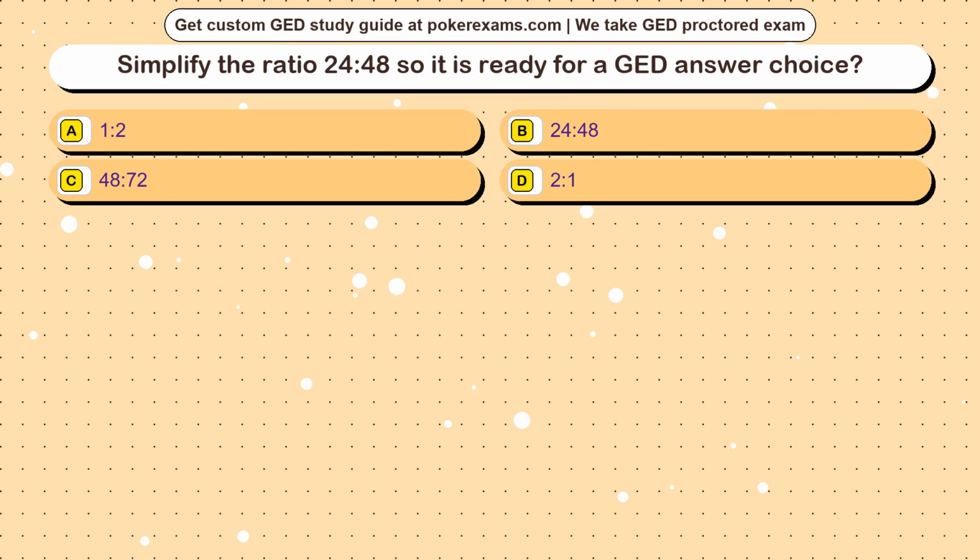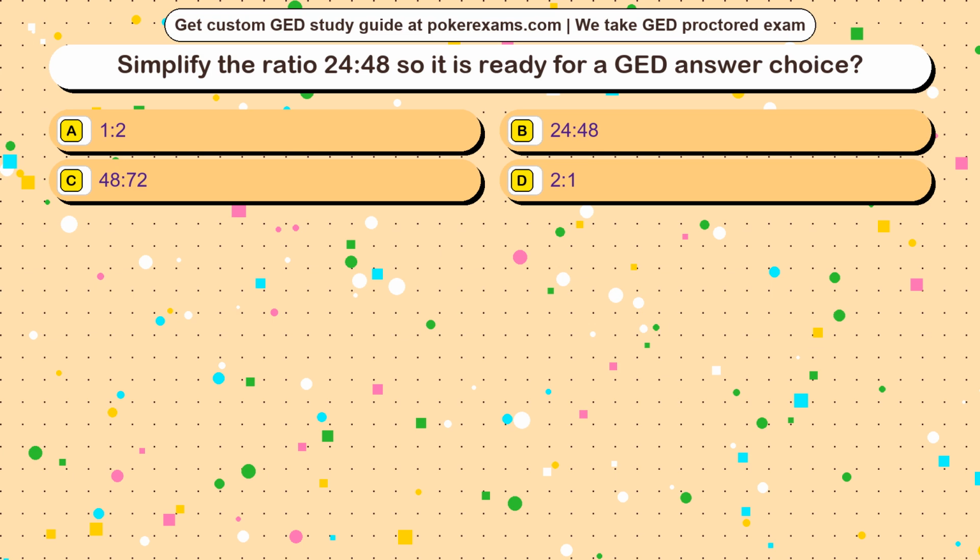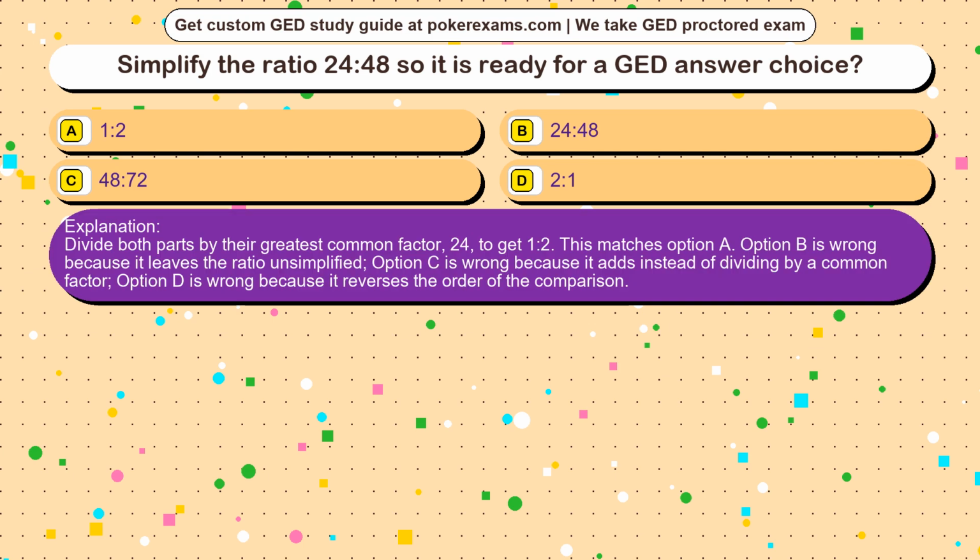Question 14. Simplify the ratio 24:48 so it is ready for answer choice. Option A 1:2. Option B 24:48. Option C 48:72. Option D 2:1. The correct answer is option A. Divide both parts by their greatest common factor, 24, to get 1:2.